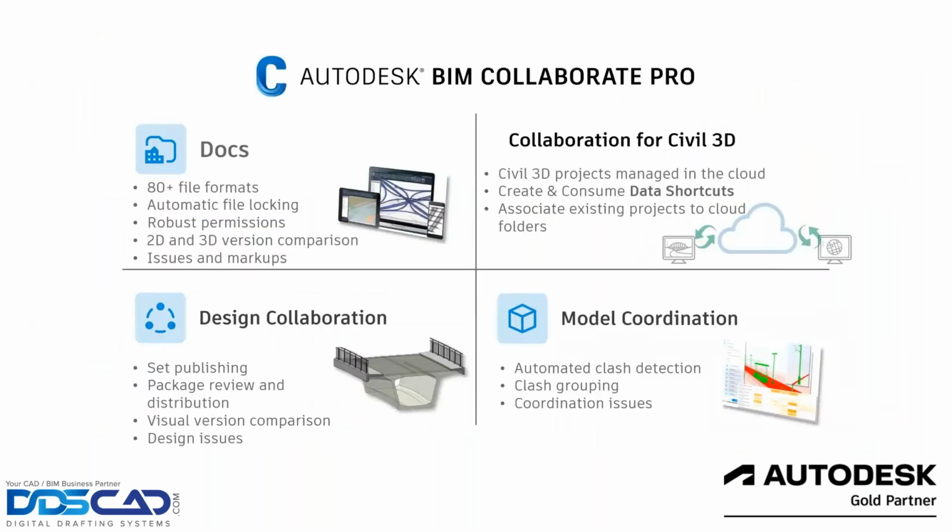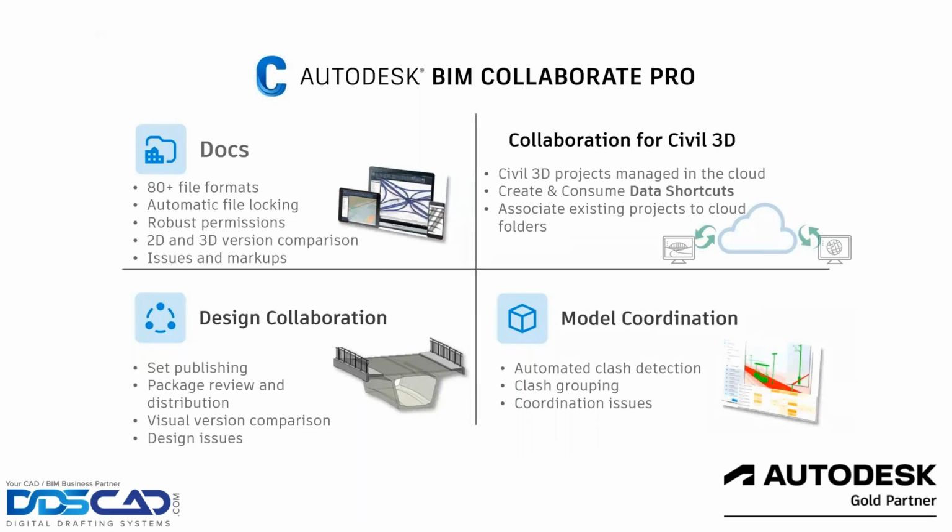So again, the whole purpose of Collaborate Pro is you get docs, you can do design collaboration. If you're using Civil 3D, you're going to use some of that. Model collaboration is mostly, I think, more for clash detection, coordination issues, and that type of stuff. It's more for Revit type stuff. I did add a model. I added my corridor model to the file, and it doesn't do much, to be honest with you. I'll show it to you. It lets you see in 3D at least.